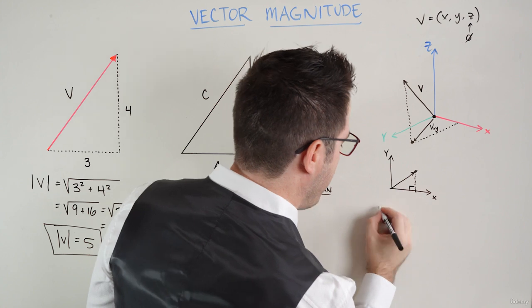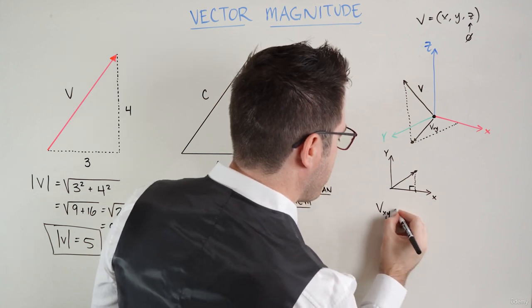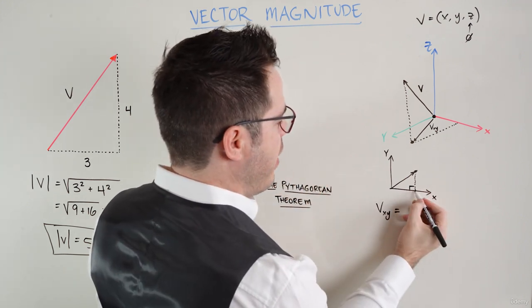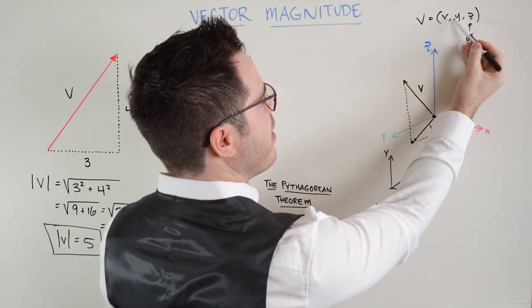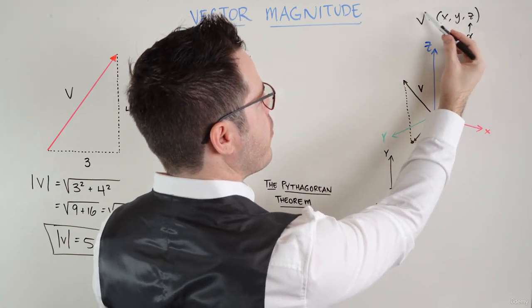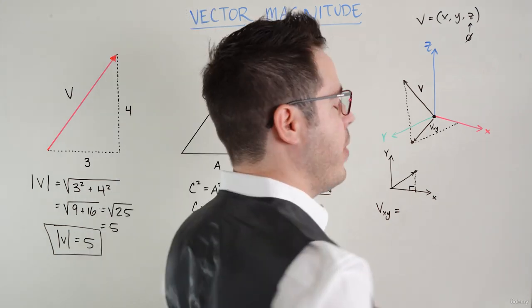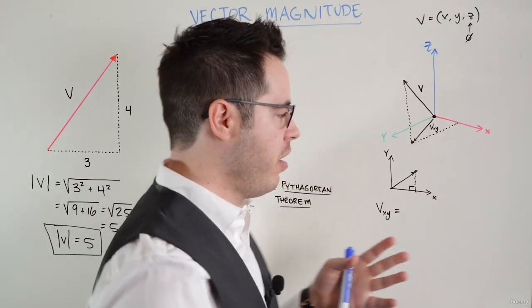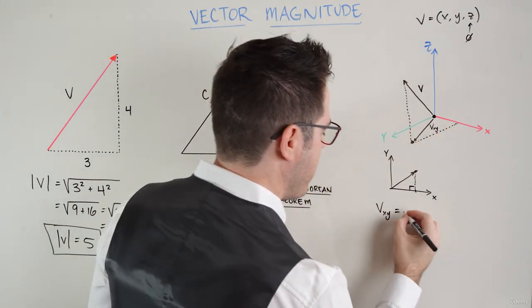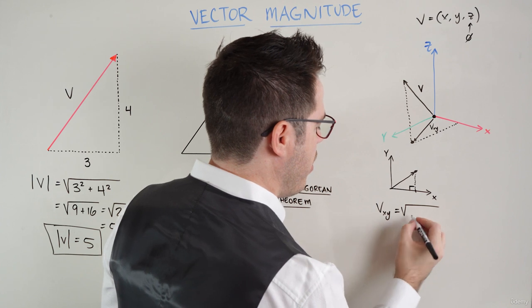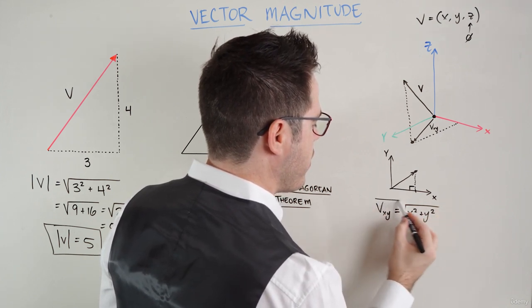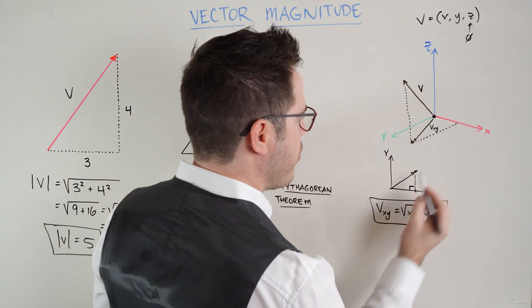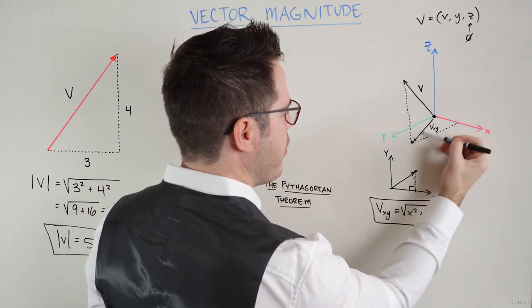So v sub xy has x and y coordinates, and these are the same as the x and y coordinates of the 3-dimensional vector v. And we know how to calculate the magnitude of a 2-dimensional vector. We simply take the square root of x squared plus y squared. This gives us the magnitude of this 2-dimensional flat vector.